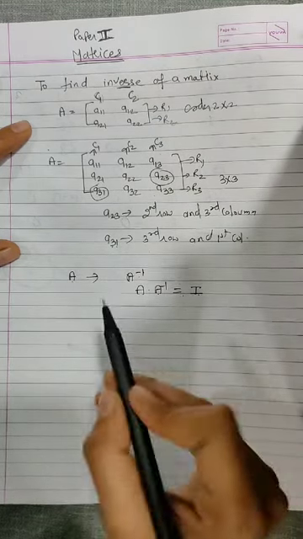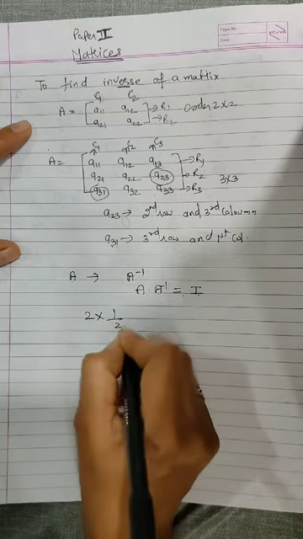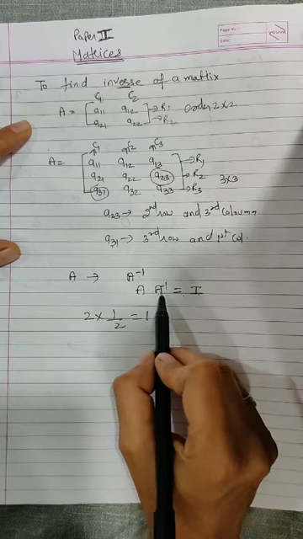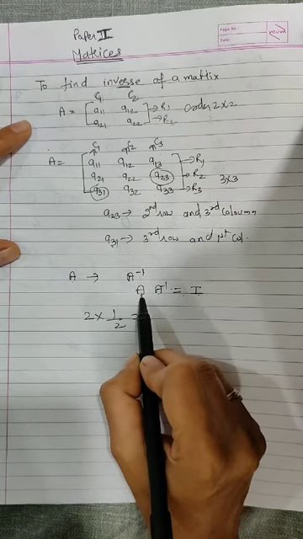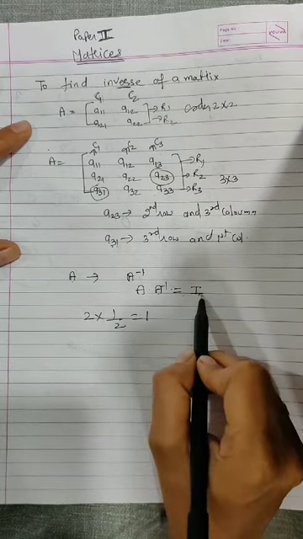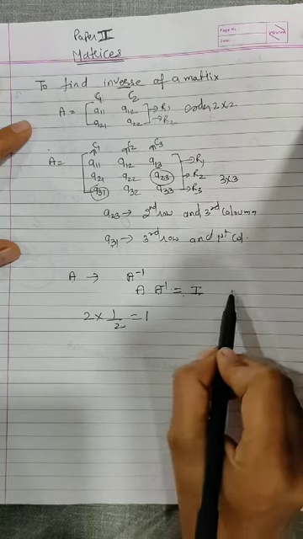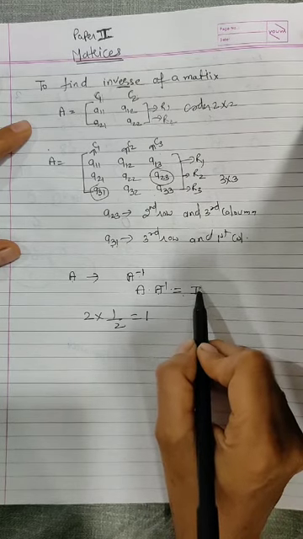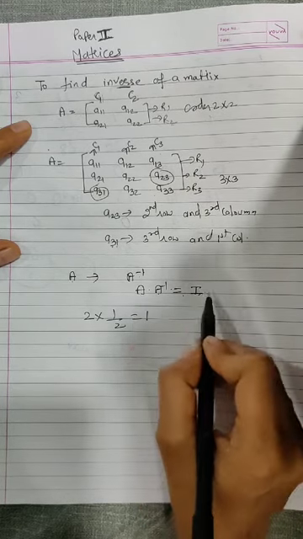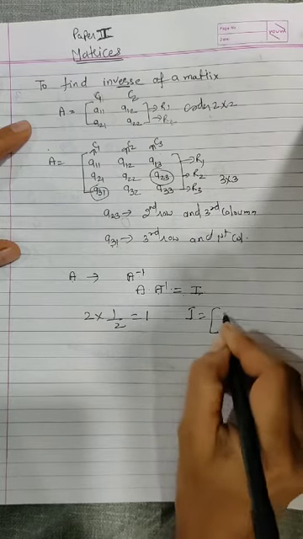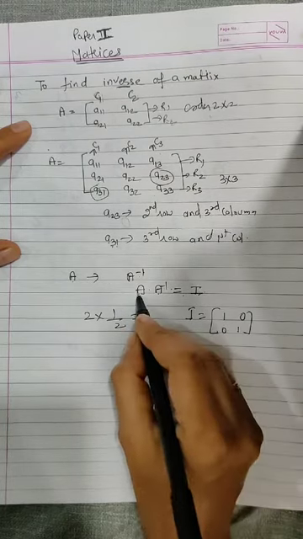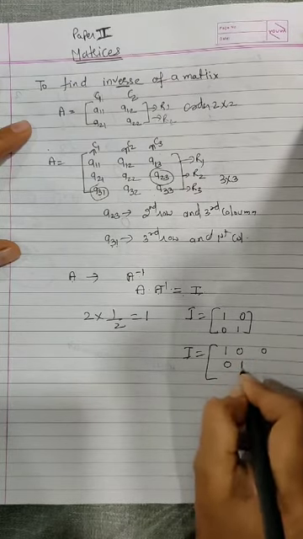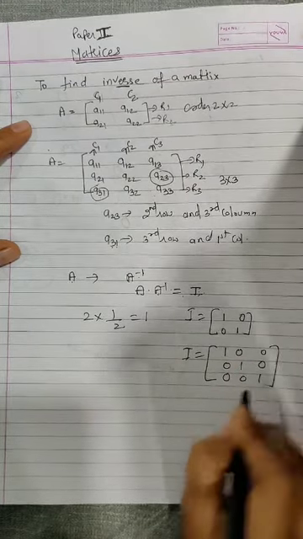In algebra, we know that 2 into 1 by 2 is 1, reciprocal. But actually in matrices we don't say reciprocal, we say it is an inverse of a matrix. So that A into A inverse equals I, where I stands for identity matrix. So the order of I depends upon the order of A. If A is of order 2 by 2, identity matrix will be I equal to 1 0 0 1. If A is of order 3 by 3, your I will be 1 0 0, 0 1 0, 0 0 1, 3 rows and 3 columns.